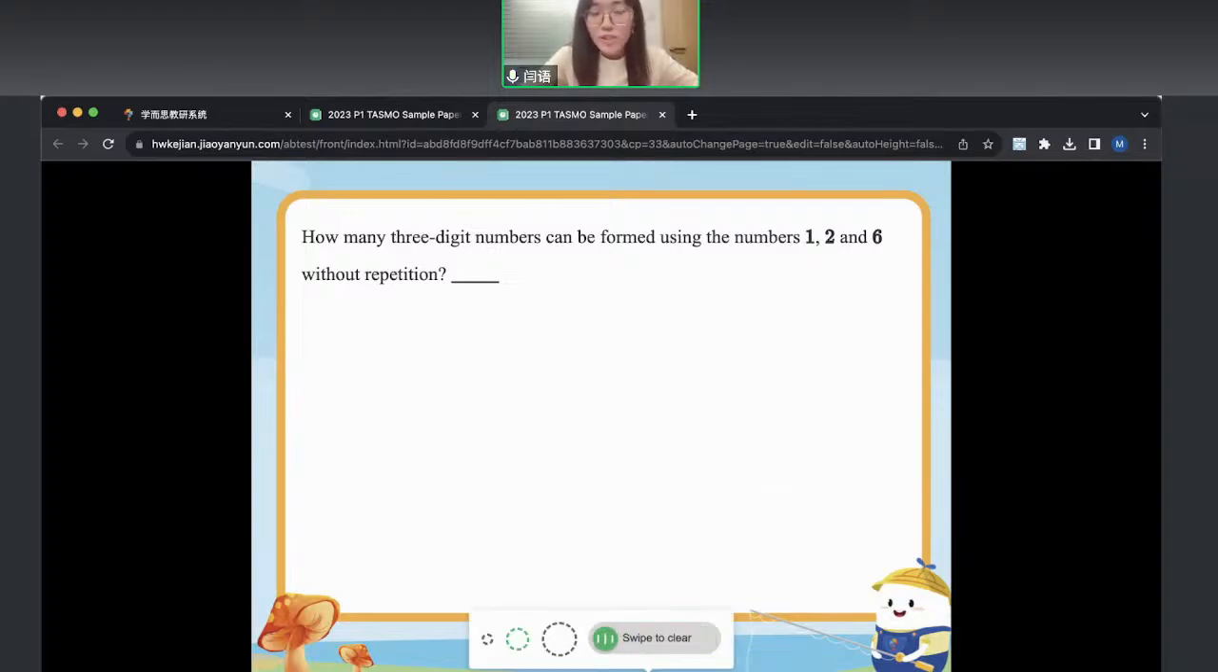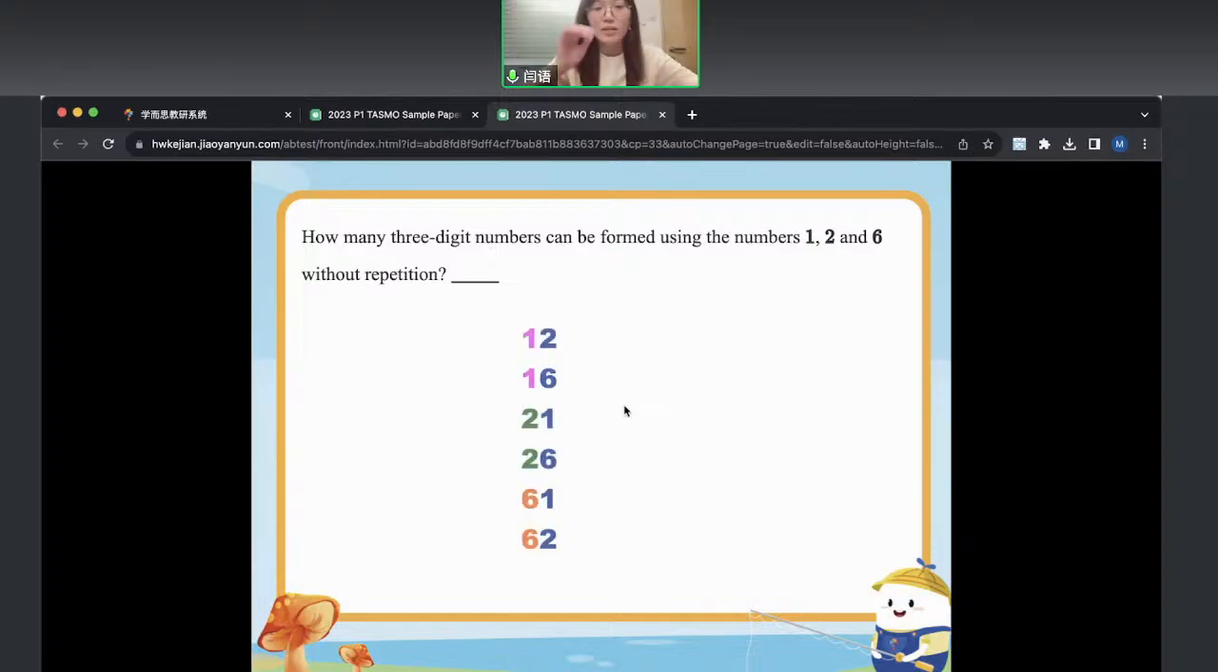Why do I mention this? Because sometimes the question may tell you, okay, you can use the number several times. So please read the question carefully. Now for this question, we try to list one by one. So firstly, we put the digit 1 in the tens place. So here we have 12 and 16. And then move on. We can put the number 2 in the tens digit, and then we have 21 and 26. And for the last part, we can put the number 6 in the tens digit. Then we have 61 and 62. So now you see that in total, there are 6.